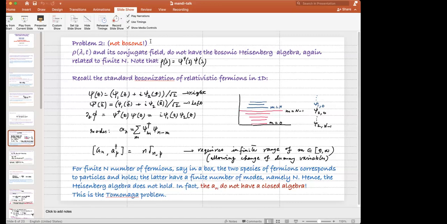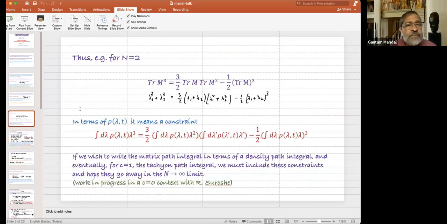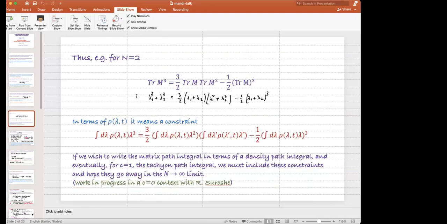How does this problem one produce constraints on the tachyon field? The problem one, the trace identity, how is it producing a constraint on the tachyon field?